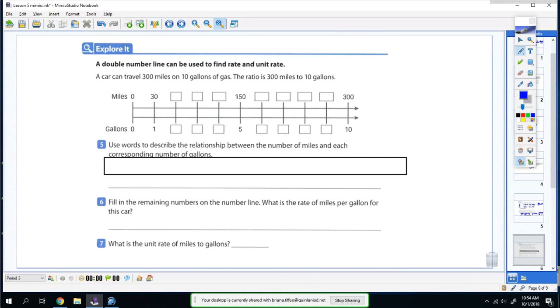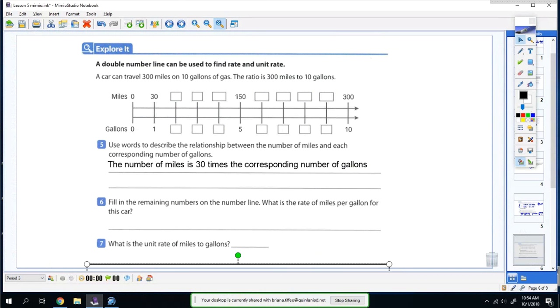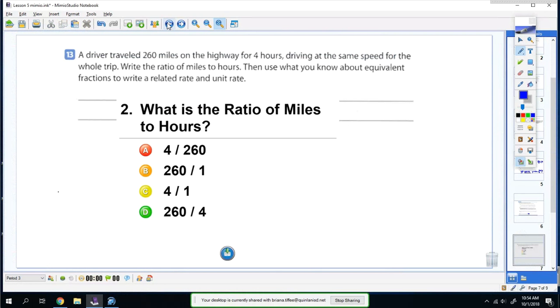Number 5, use words to describe the relationship between the number of miles and each corresponding number of gallons. The number of miles is 30 times the corresponding number of gallons. Number 6, fill in the remaining chart, which we actually did on the last slide. Number 7, what's the unit rate of miles per gallon? It is 30.